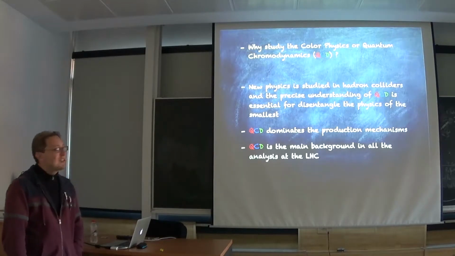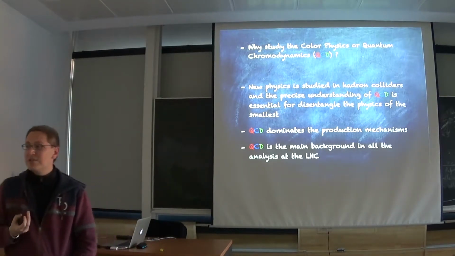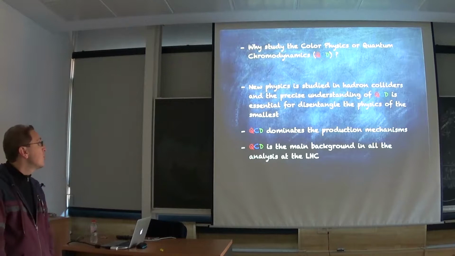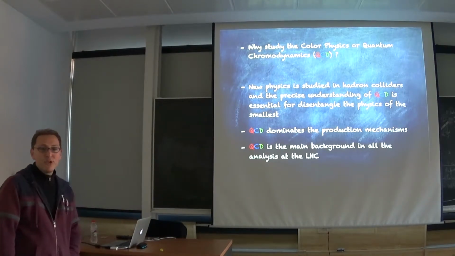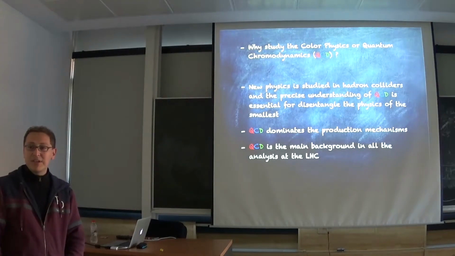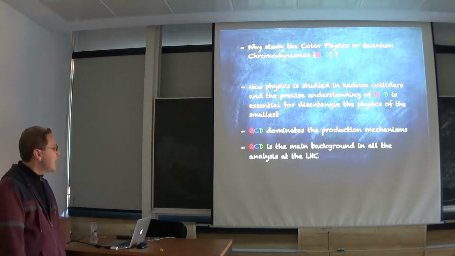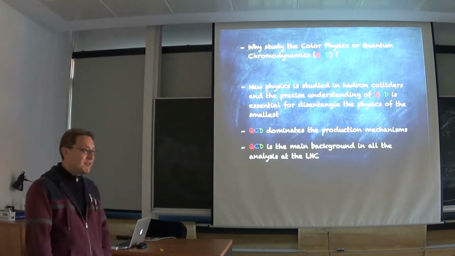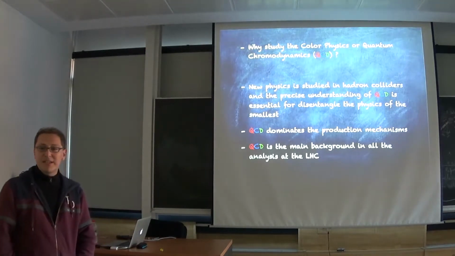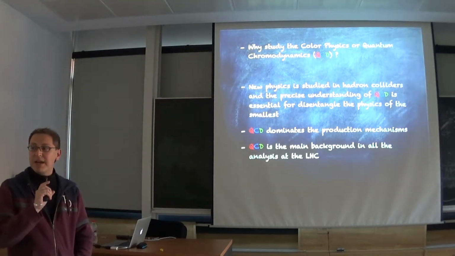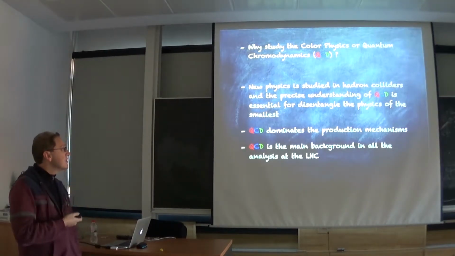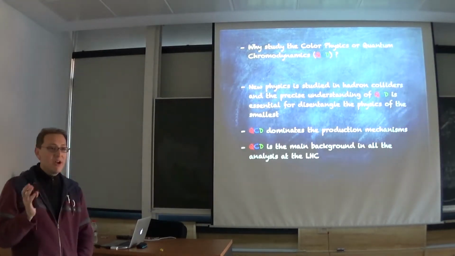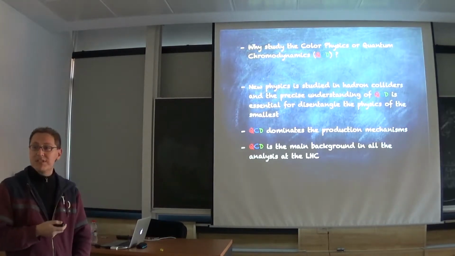So the question is, why do we need to study color physics or quantum chromodynamics? This is simple. The new physics is studied now in hadron colliders. The most important processes are given by QCD processes, in the final state and in the initial state. So you have to understand all the properties in order to give some predictions.